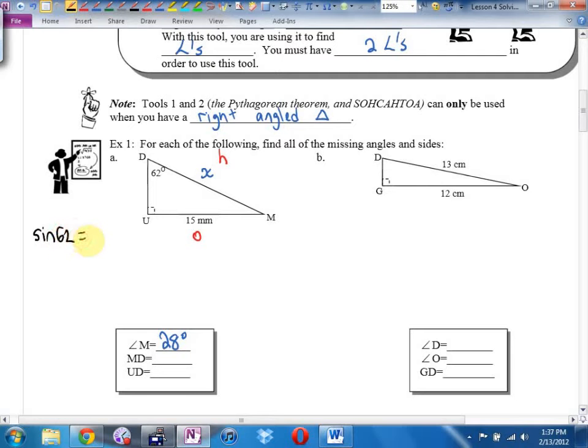And sine is what over what? Well, the SO in SOHCAHTOA stood for opposite over hypotenuse. Joel, in this triangle specifically, what over what? Nice. Good, solve for x. I'll do it up here. Let's see if we get the same thing.